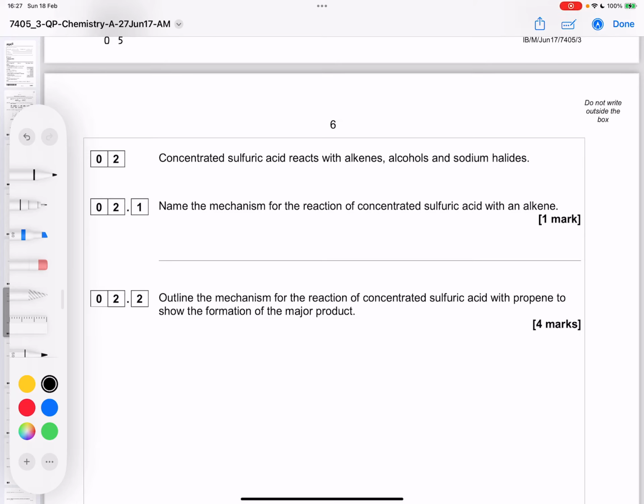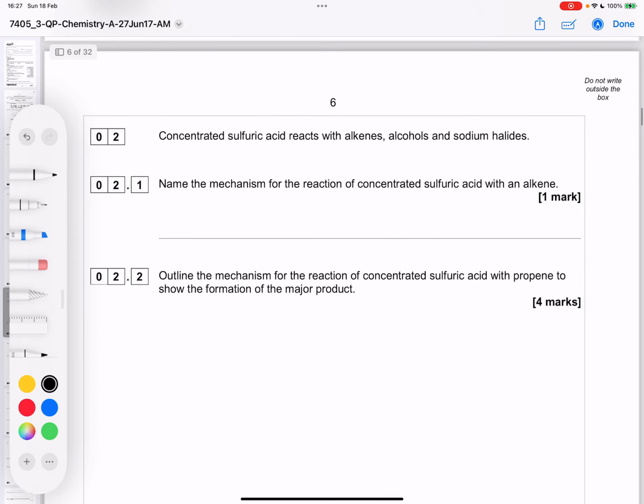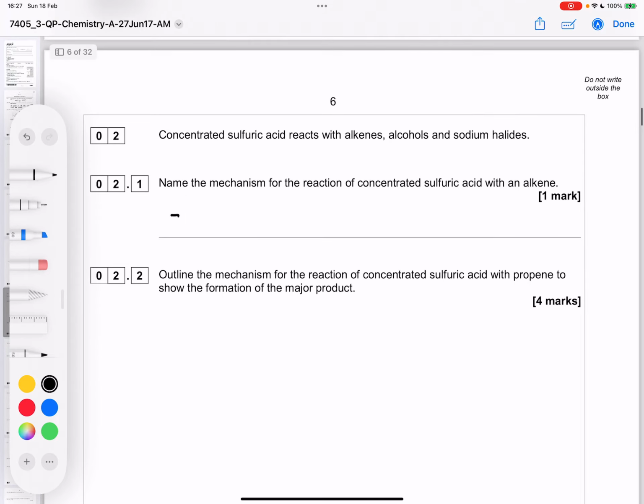Concentrated sulfuric acid reacts with alkenes, alcohols and sodium halides. So we're looking at different parts of the specification here. It says name the mechanism for the reaction between concentrated sulfuric acid and an alkene. Alkenes always react by electrophilic addition, because the pi bond is an area of high electron density, able to donate electrons to an electrophile.